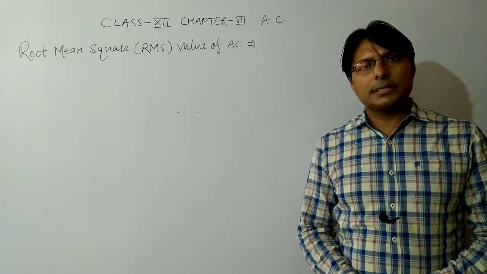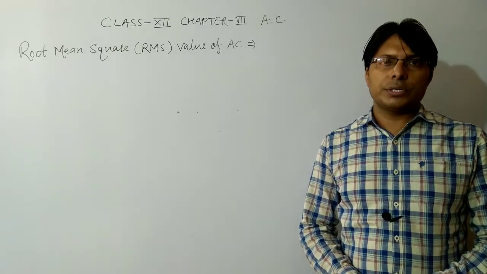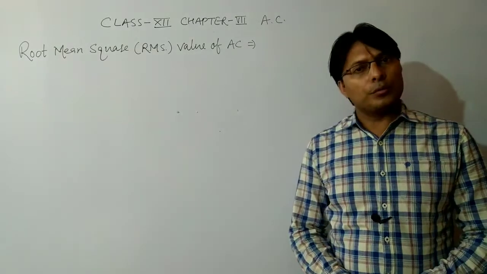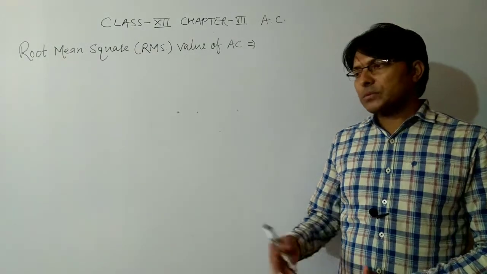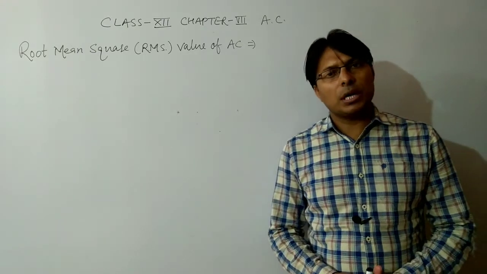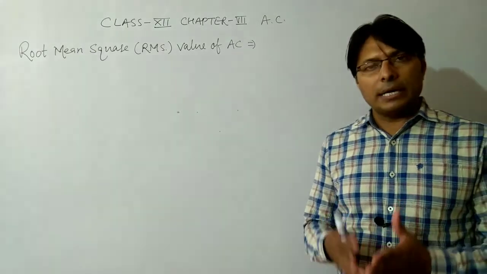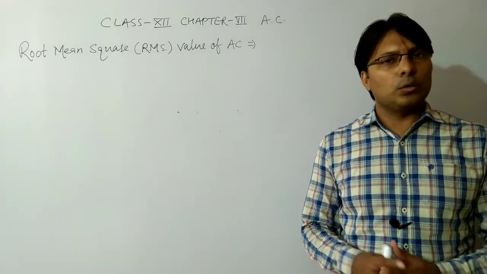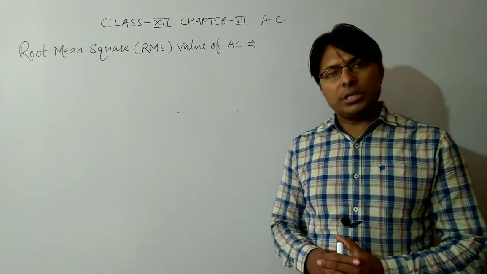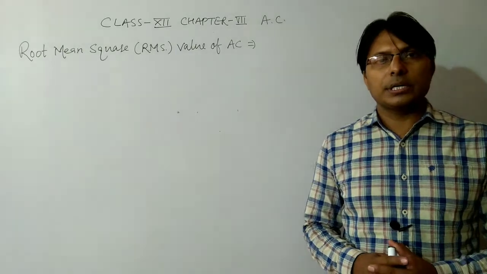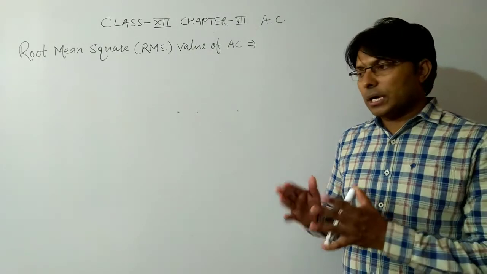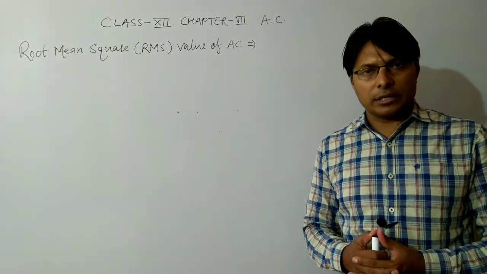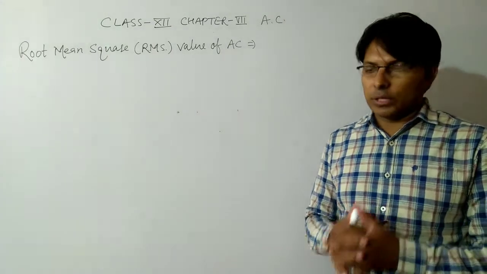Hello students, in this video we are going to study about the root mean square value of AC. In our last video we discussed how we can calculate the average value of AC over half cycle as well as over complete cycle. In this video we are going to study how the RMS value, or root mean square value, of alternating current can be calculated.